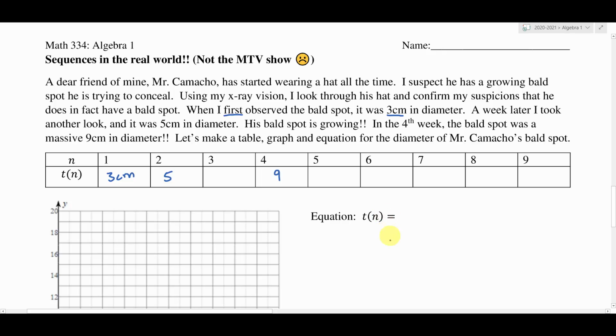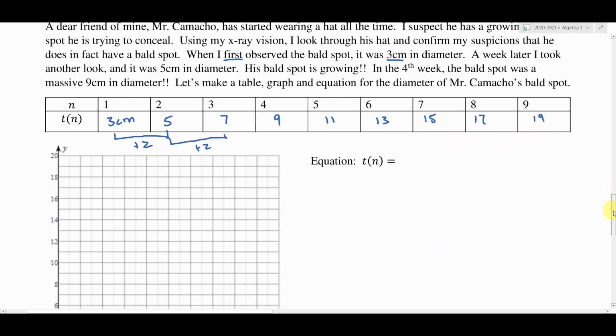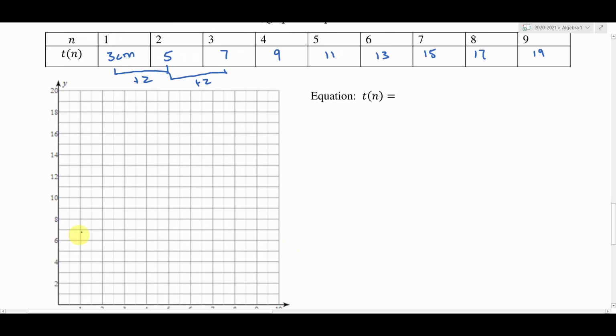All right, now with that information that I have, I want to complete my table, I want to make a graph, and then I'm going to build an equation. So if I'm looking at this, I notice to go from 3 to 5, I have to add 2. So if this is going to be an arithmetic sequence, I would need to add 2 again to get to the next term. So 5 plus 2 gives me 7. 7 plus 2 gives me 9. 9 plus 2 gives me 11. 13, 15, 17, and 19. So all I'm doing is adding 2 each time. Okay? And now I can go and build a graph for this.